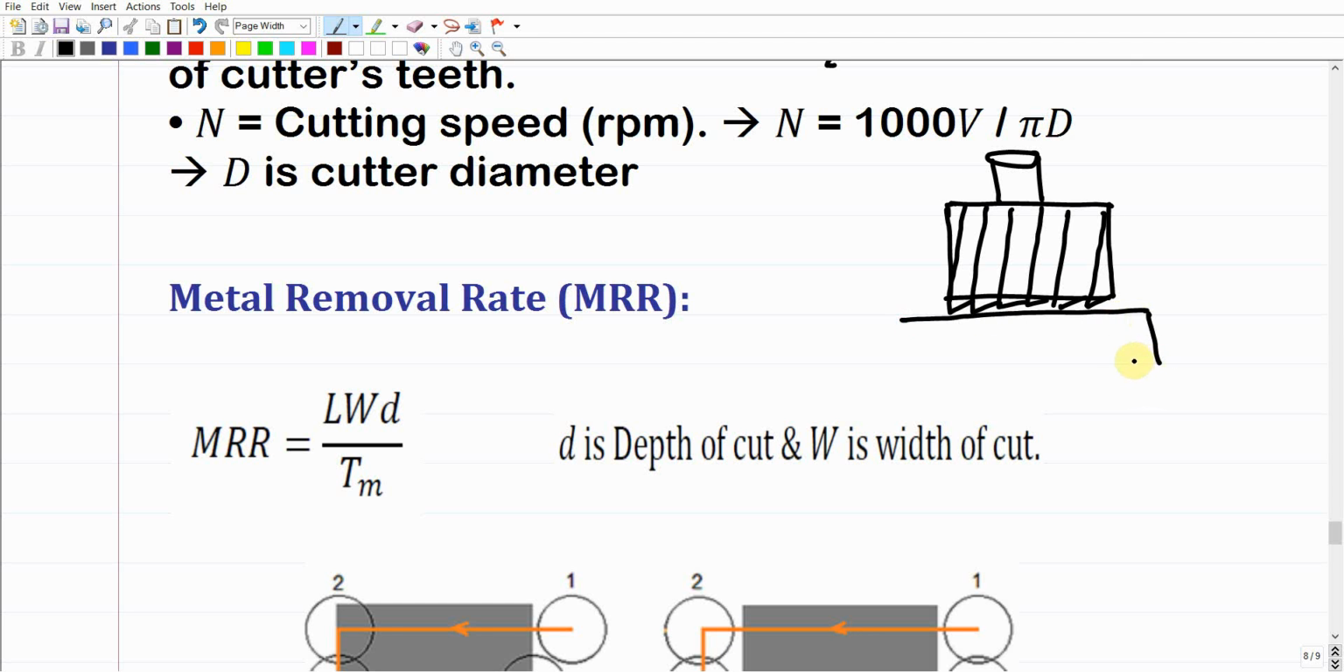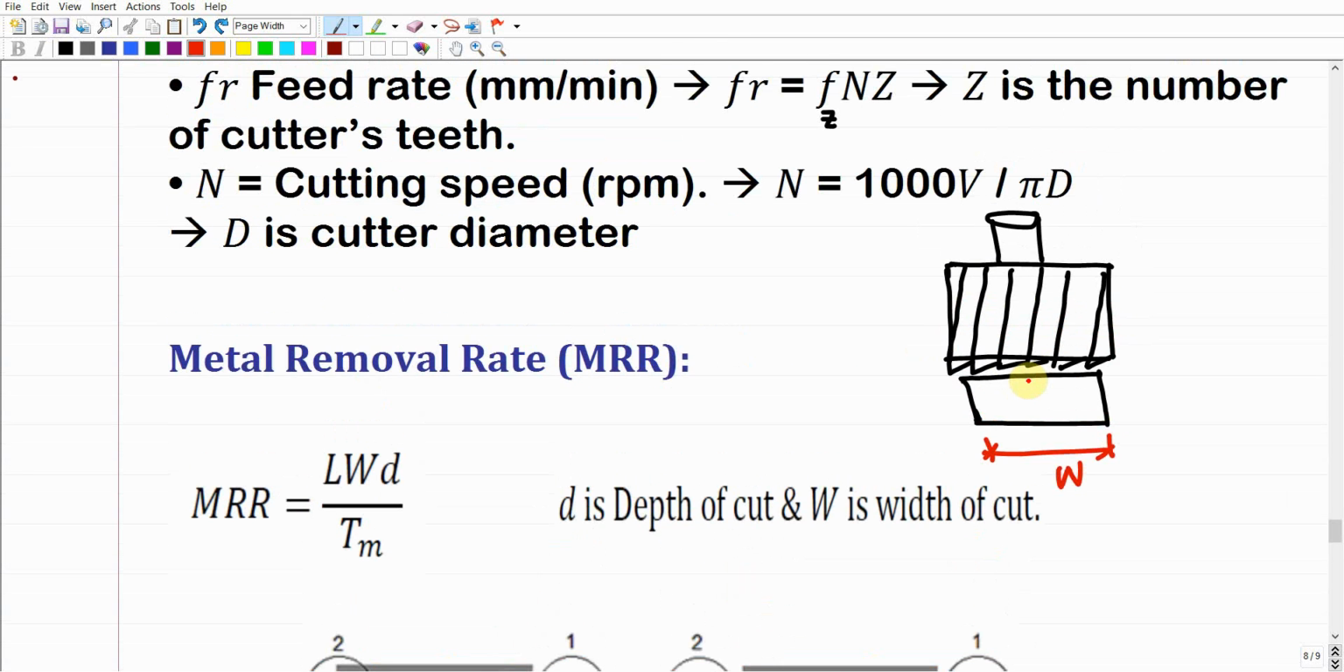And one of the specifications for the conventional face milling operation is that the diameter of the cutter should be bigger than the width of the workpiece. So this is going to be W. W here stands for the width of cut, which is going to be the width of the work part. As long as we are performing the conventional face milling operation, the diameter of the cutter, this D, should be bigger than the width of the work part. This is going to be the work part.